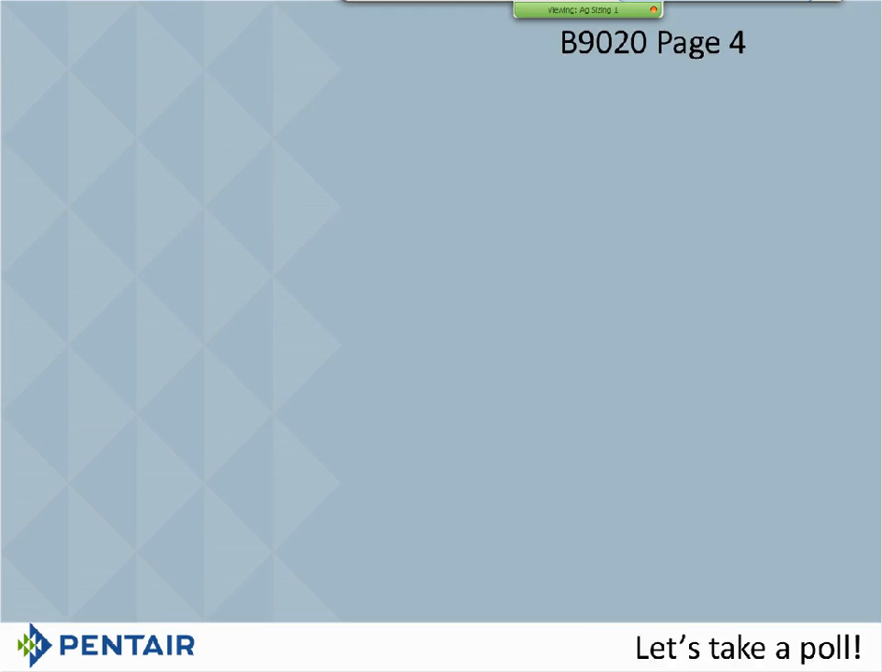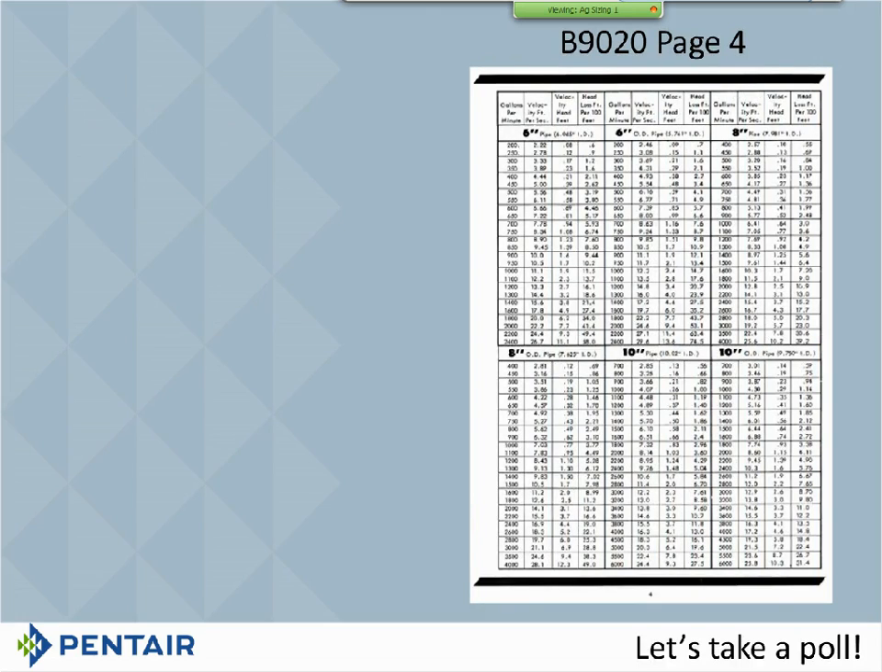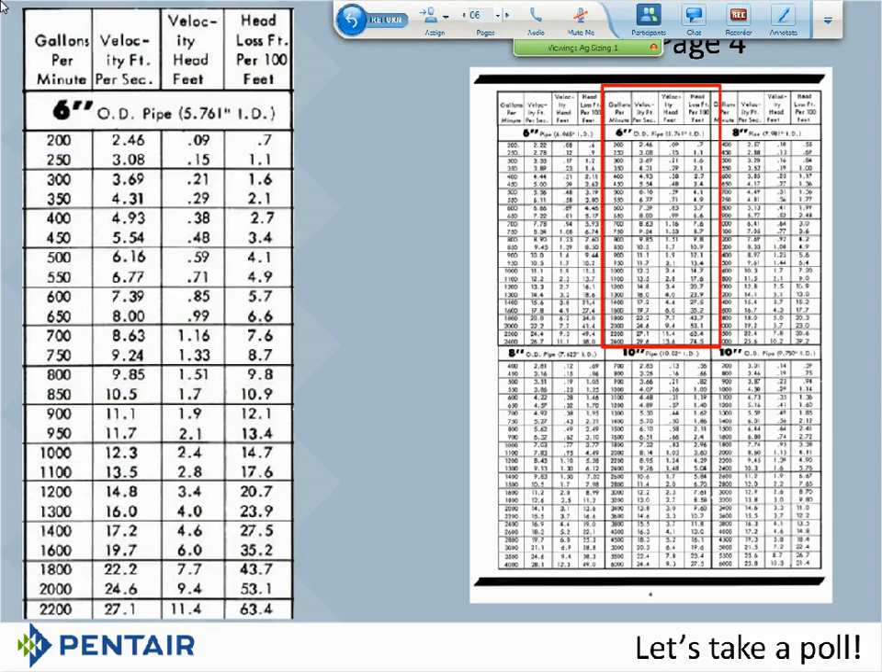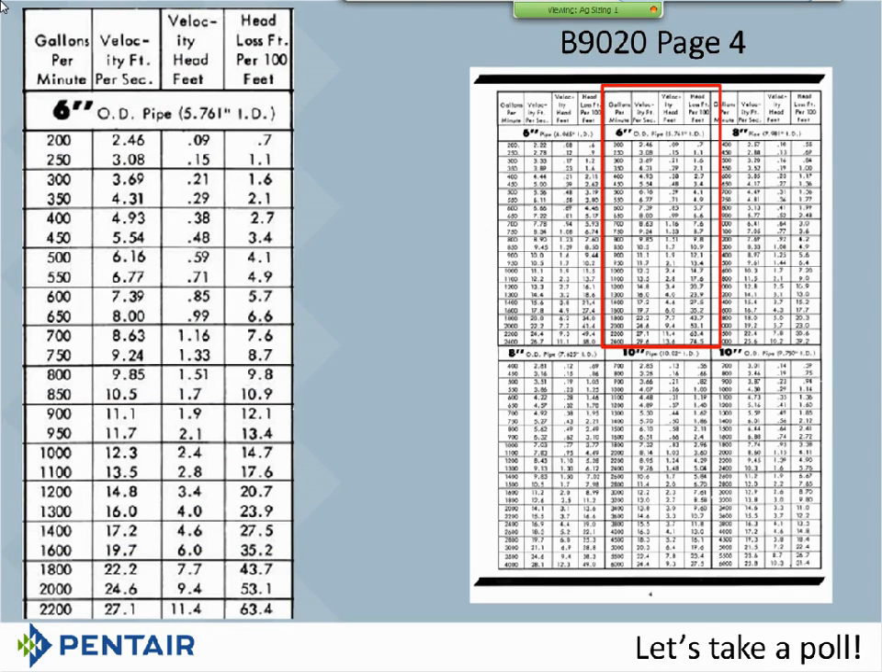All right. Now, if you look on page 4 in the B9020, you're going to find this right here. I'm going to break it down so you can see a little bigger. We're going to pull that one chart out. We'll put it right here. You'll notice there are 4 columns in each one of these pipe sizes. Okay. The first column is going to say gallons per minute. Okay. Second column is going to say velocity in feet per second. The third column is going to say velocity head.